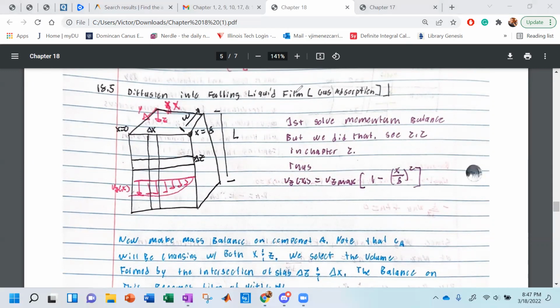Now this one is like a combination of everything you hate the most, because it's diffusion to falling film liquid gas absorption. So there's one good thing about it being a falling liquid. We already know that if it's going down in the z direction, we already modeled this in chapter 2, which is this. This looks very familiar. And since it's a box, we don't have r, we have x divided by thickness. So we already solved the momentum balance. See section 2.2 in chapter 2 or the previous video.